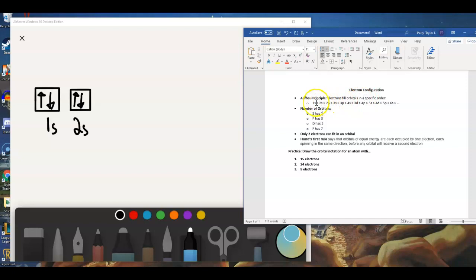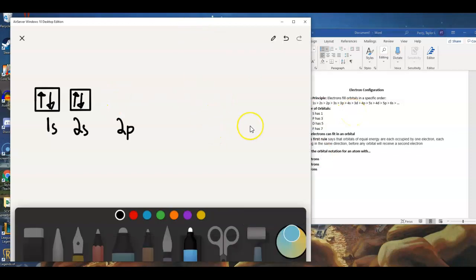And it says the next in the order is 2p. So let's draw 2p right here. Now, what's different here? Instead of S, we have p, right? Well, look at p. How many orbitals can P have? And it says it can have 3. So guess what? We're not drawing 1 box this time. We're going to draw 3 boxes.